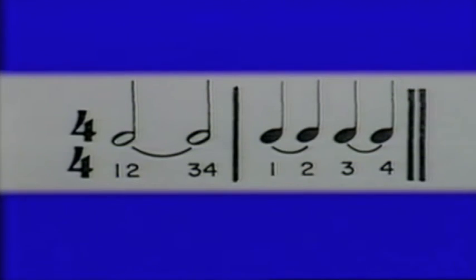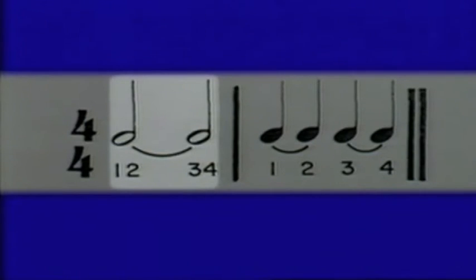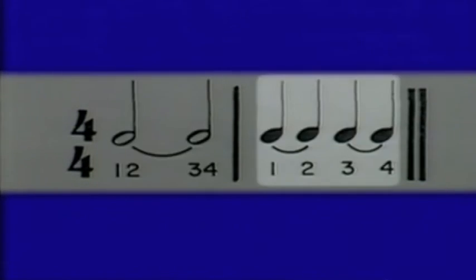A tie is a curved line connecting two notes of the same pitch. The first note is played and held for its allotted time value, and the tied note is held for its allotted time value. For example, a half note receives 2 counts. The tied half note receives 2 counts. Altogether, you have played the first note once and held it for 4 counts. The quarter note receives 1 count, and the tied quarter note gets 1 count.